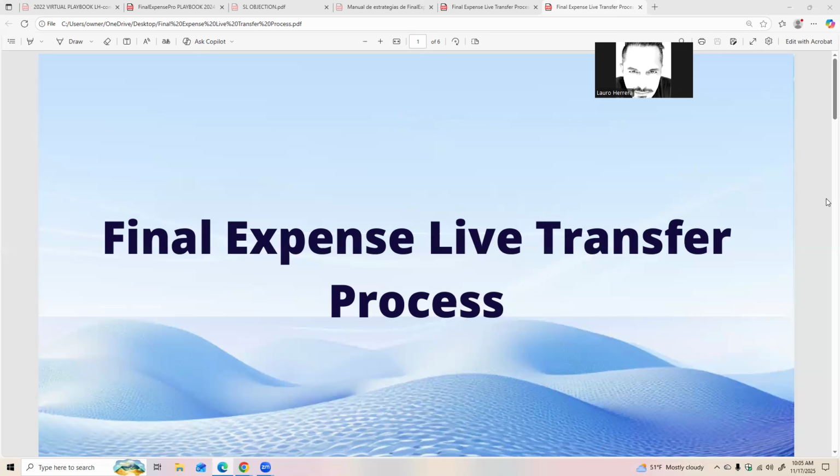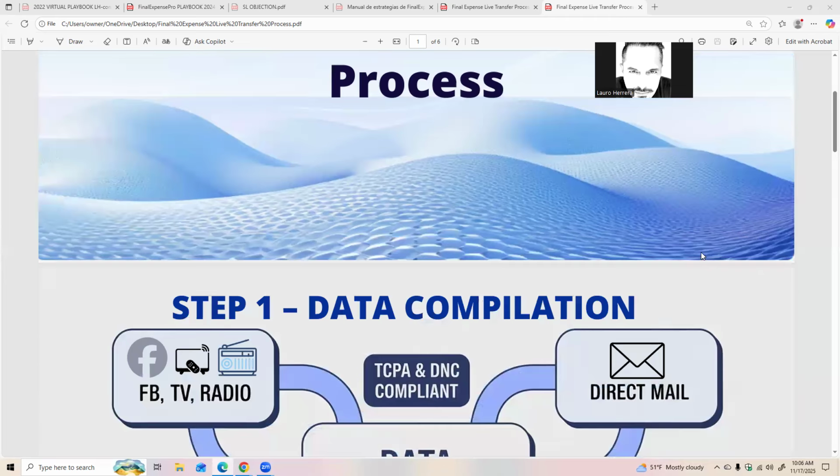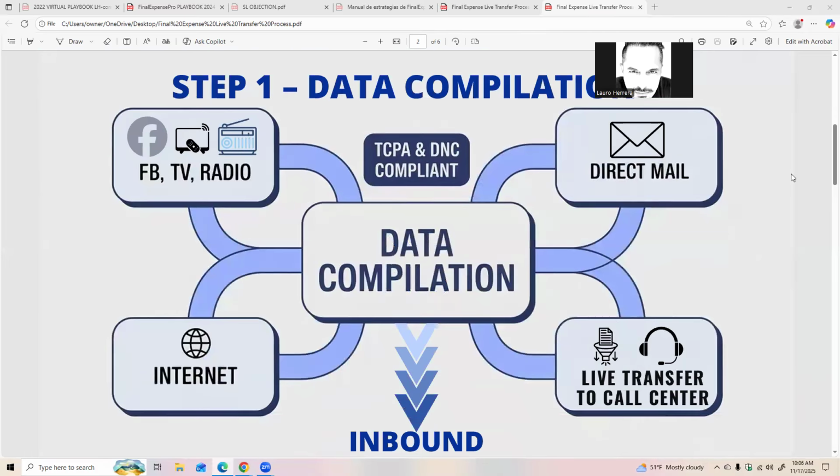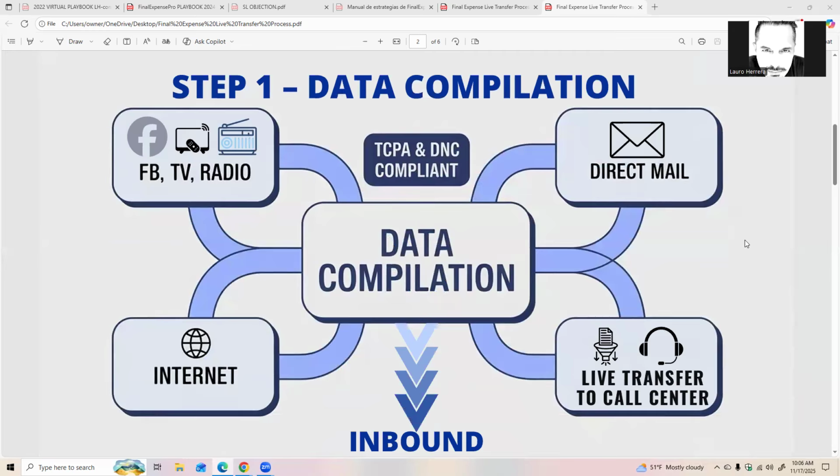Everyone is scared to buy live transfers. But let's break it down. Step one. Where do leads start, Luis? From some sort of social media platform or advertising platform.